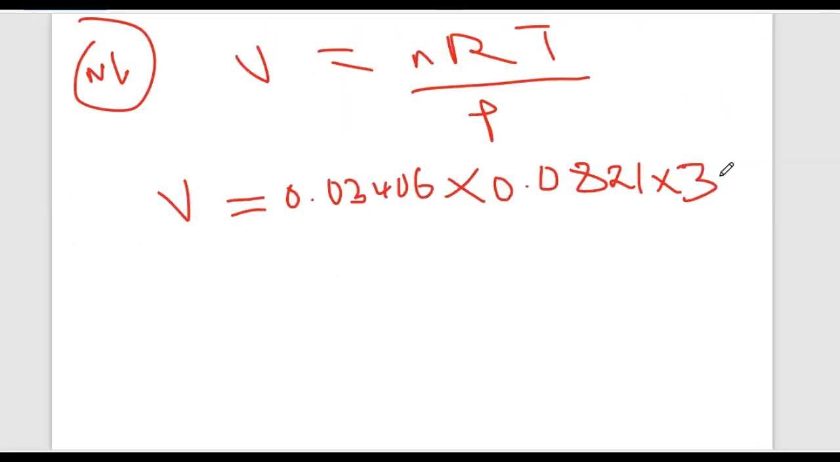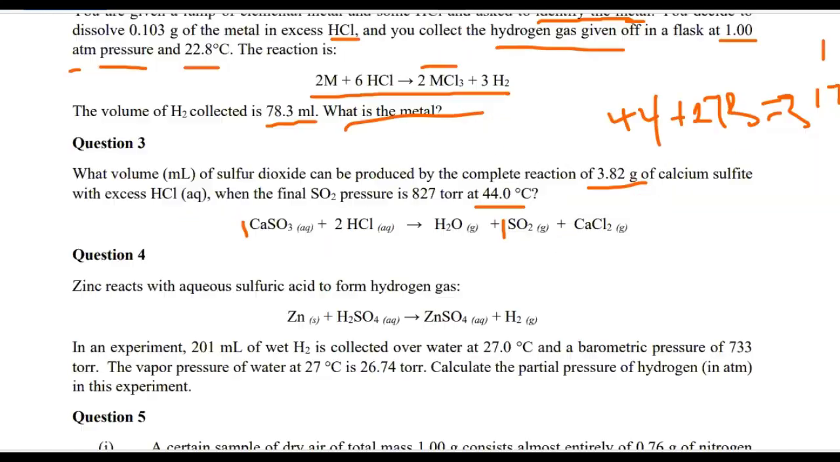So you put your 317 there, then you divide everything by the pressure. What is the pressure? The pressure we are given is 827 torr. This 827 torr, we have to convert it to what? We have to convert to atmospheres. So how do you convert to atmospheres?